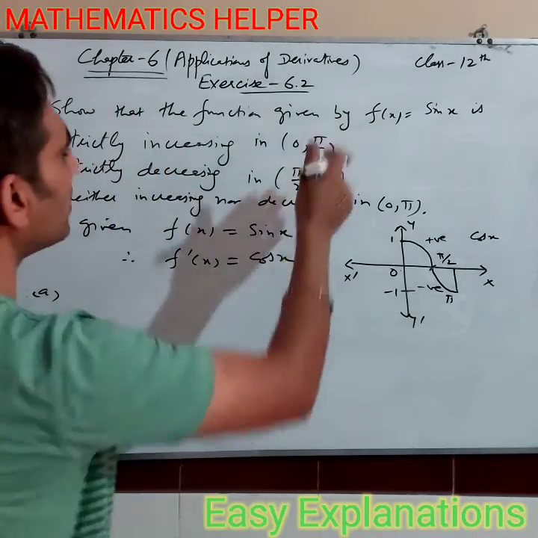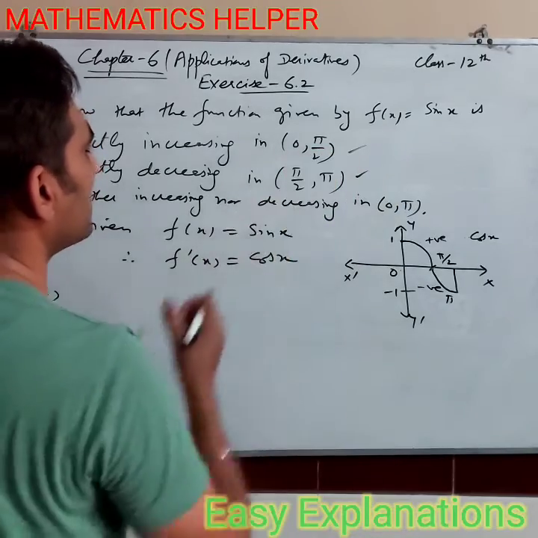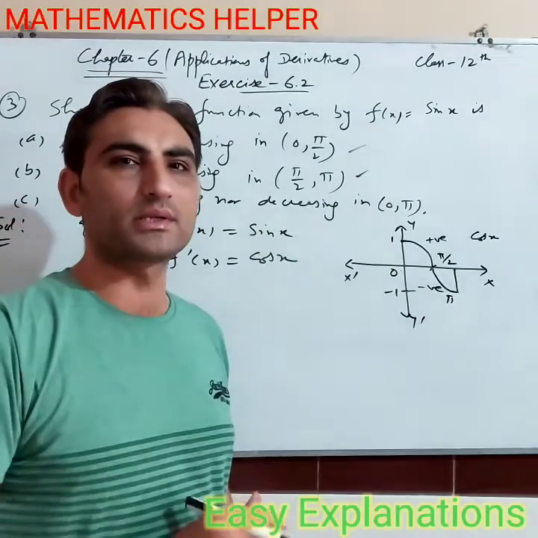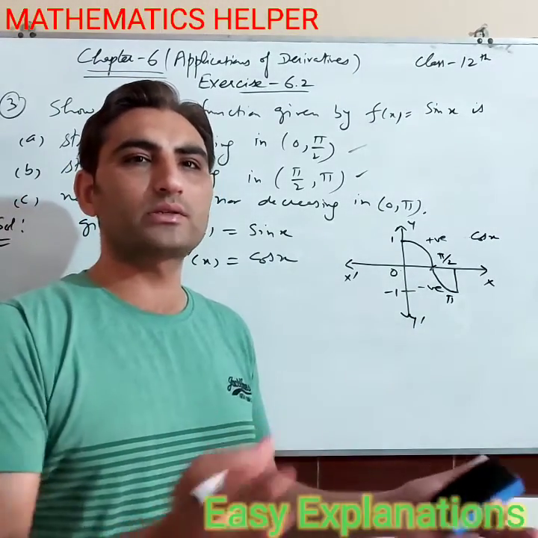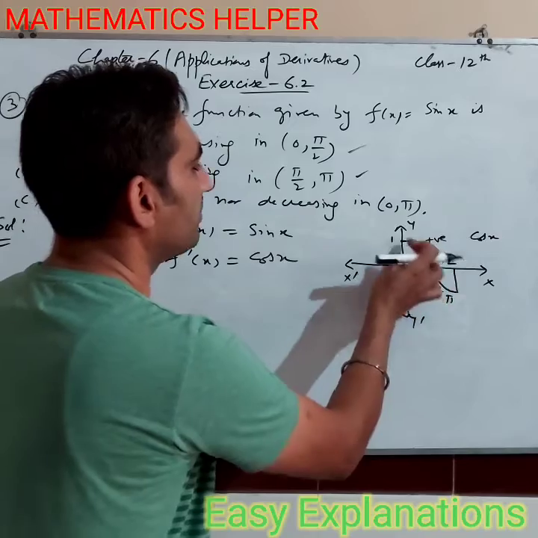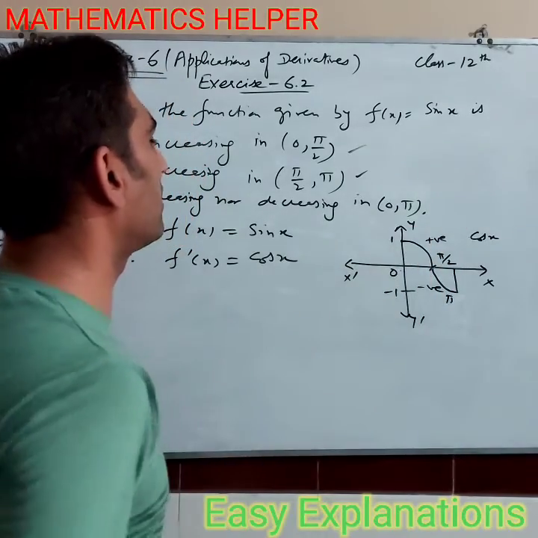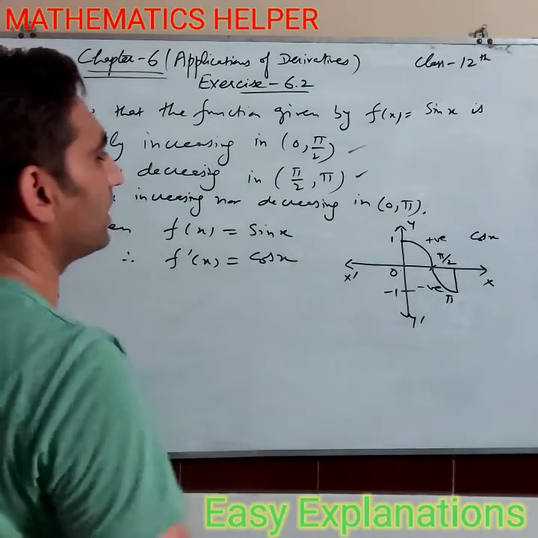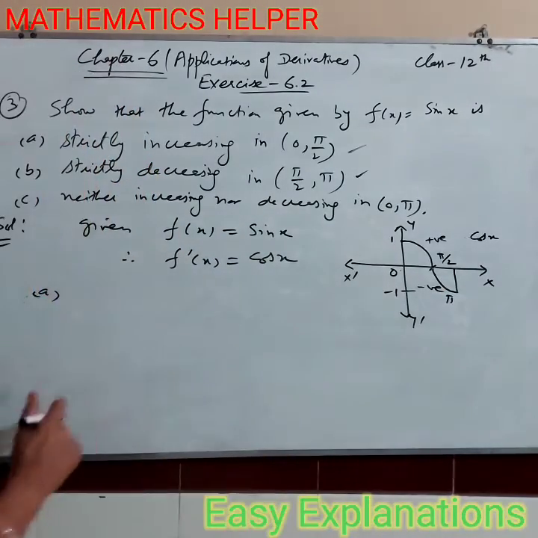Third, if it shows two kinds of results, for some part it is increasing, for some part it is decreasing, it is not showing only one type of result. It is showing two kinds of results in the gap 0 to pi, so it will not be only increasing or decreasing. So we will say neither increasing nor decreasing in 0 to pi. So let's write its answer.